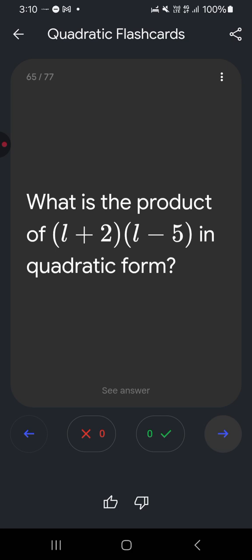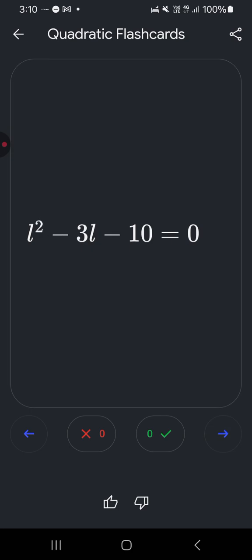What is the product of (L plus 2) and (L minus 5) in quadratic form? L square minus 3L minus 10 is equal to 0.